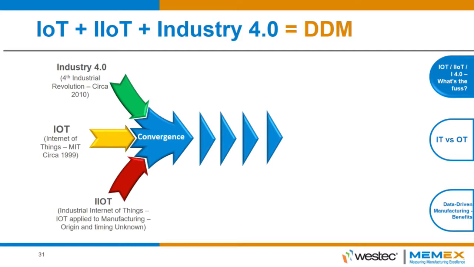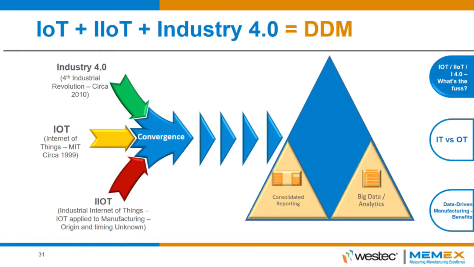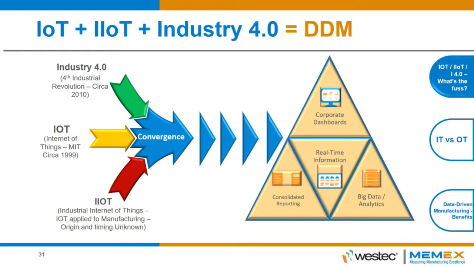convergence of these three ideas into one common concept we call data-driven manufacturing, where we have consolidated reporting, big data and analytics. We have corporate dashboards, all driven by real-time data. And this whole concept we call data-driven manufacturing. When you explain it that way to people that previously were trying to understand the concept of industrial Internet of Things or Industry 4.0, they get it. Oh yeah, so IoT or Industry 4.0 or IIoT is all really data-driven manufacturing. Yeah, it's one business use case.